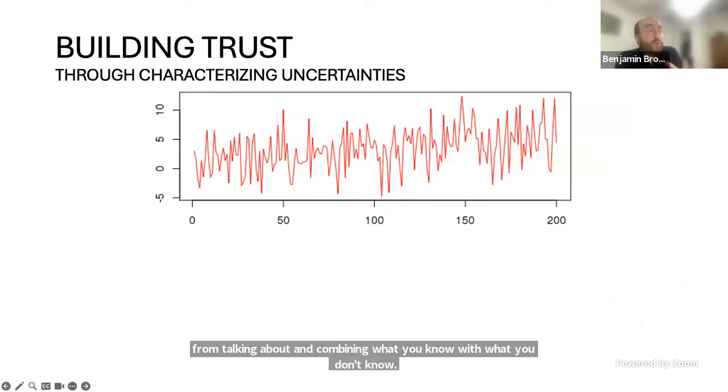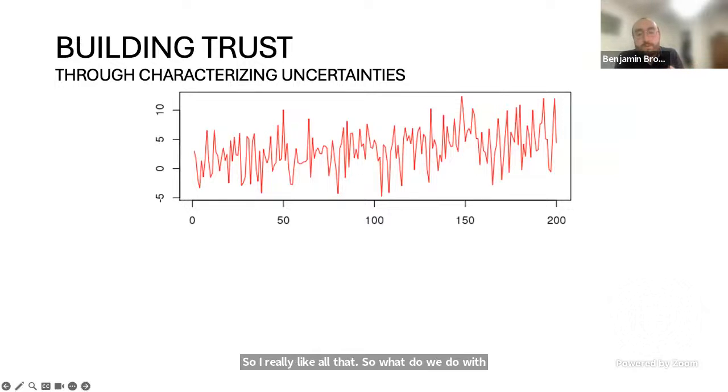So what do we do with this? How do we build trust? One of the ways is through characterizing uncertainties. And this is where we're going to get to what the ensembles enable us to do. They let us characterize uncertainties in a way that is useful for people to use.